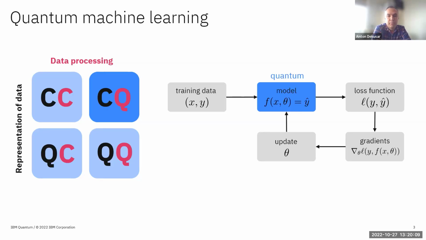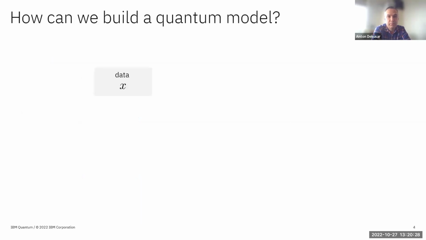As we saw before, we may have parameterized circuits where we have some parameters, and in the end, we want to optimize them. So this is a very common loop where we start from our training data and we end up having a quantum model, right?